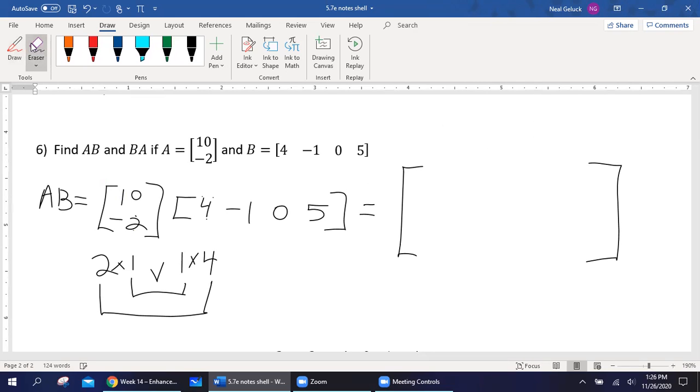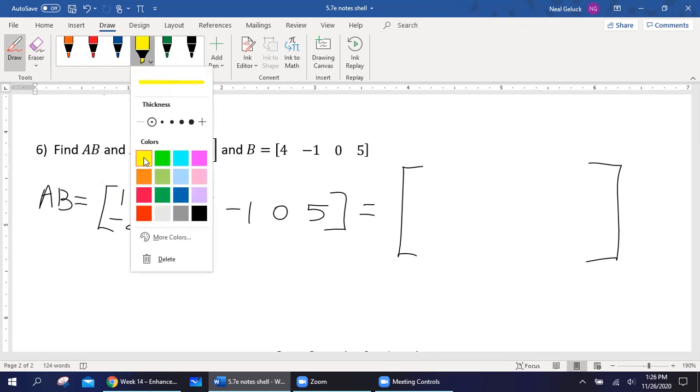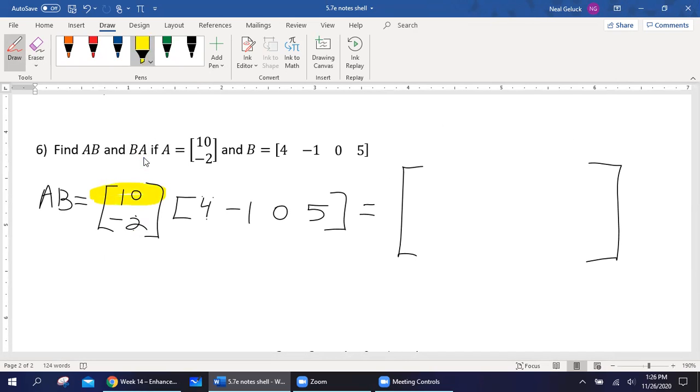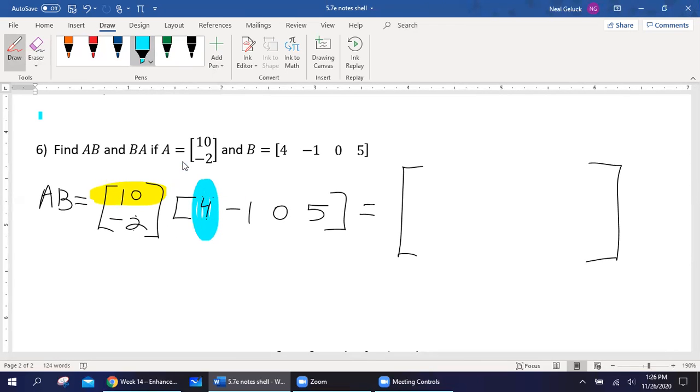This one's a little bit different because rows are the first one. Well, there's only just a single element for the row. Columns are the second one. There's only a single element here. So when I do row 1 times column 1, there's only one number in each to multiply. So there's no adding stuff together because there's only one. So 10 times 4, so 40.